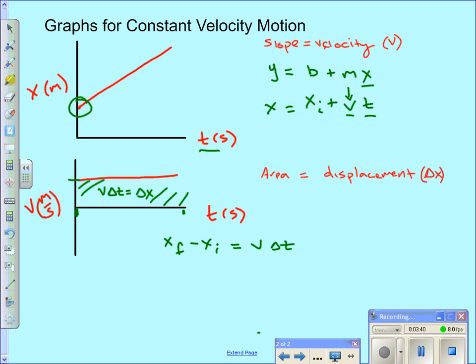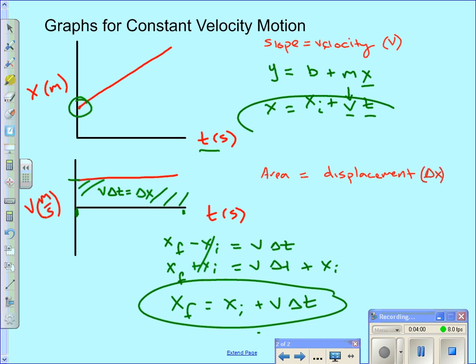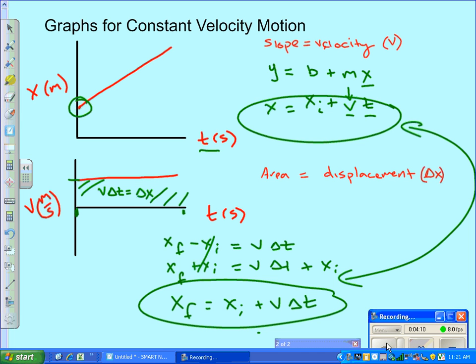And I could just add xi to both sides. That would cancel that out, and I get that. So let me clean it up. xf equals xi plus v delta t. These are the same equations, and it's kind of interesting. It's the one equation we have for kinematics, and we'll explore that a little bit more tomorrow. One equation for constant velocity kinematics, rather.